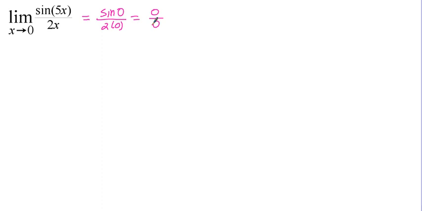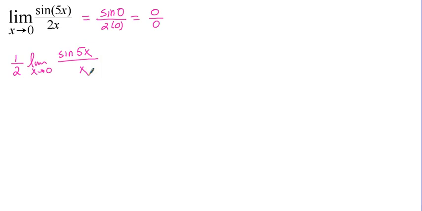The first option is we're going to turn this into a known limit. We're going to turn it into the limit as u approaches 0 of sine of u over u. So the first step in that is to pull the constant in the denominator, that 2, out. Since it's in the denominator, it becomes a 1/2 out in front. So it's 1/2 times the limit as x approaches 0 of the sine of 5x over x.